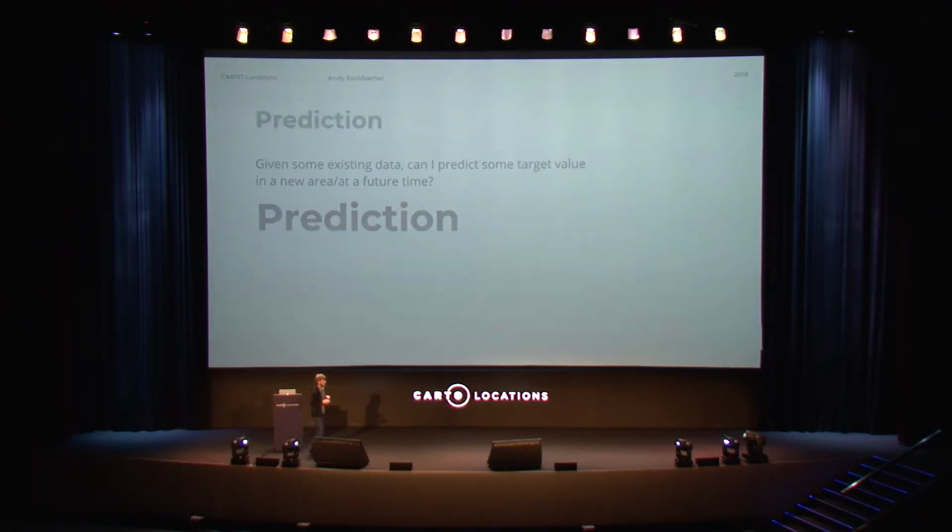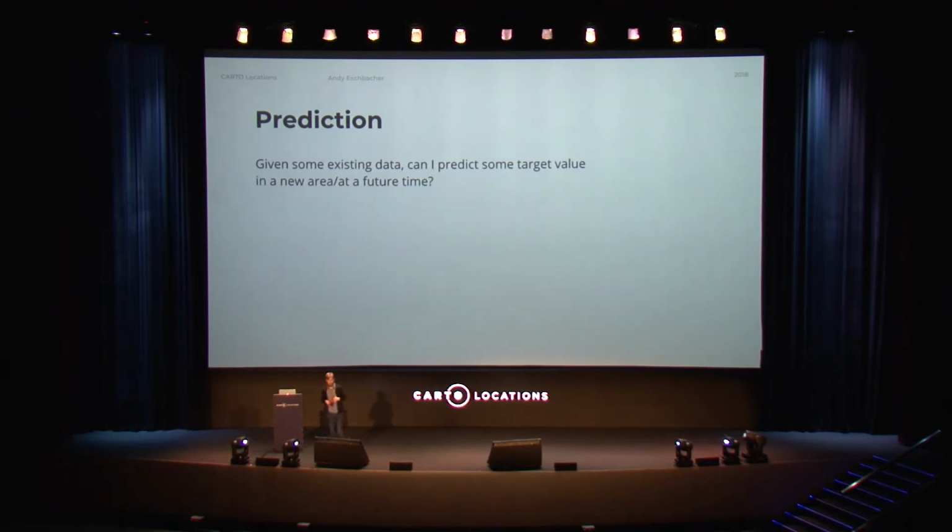Prediction. Prediction is very exciting for a lot of people. It's also very hard. Generally, the question you're asking for prediction is, given some existing data, can I predict some target value in a new area and at a future time? A lot of the time when you're trying to answer questions like this, you're looking at historical data. And usually the hard part is figuring out what data you put in at the beginning to try to give you better answers at the end.